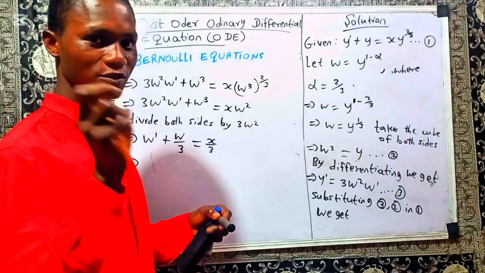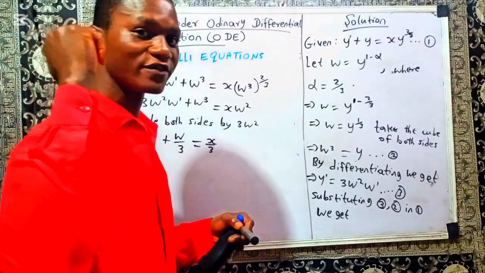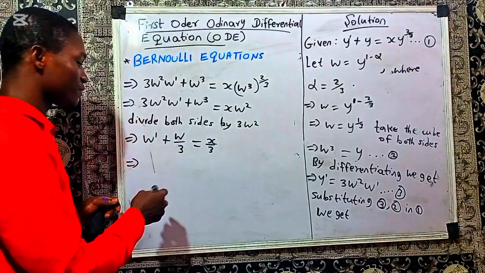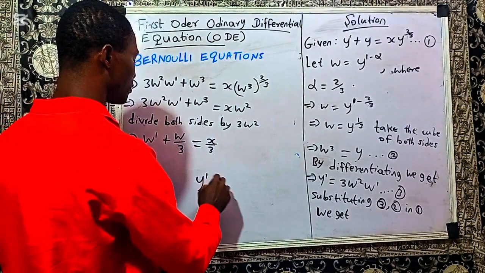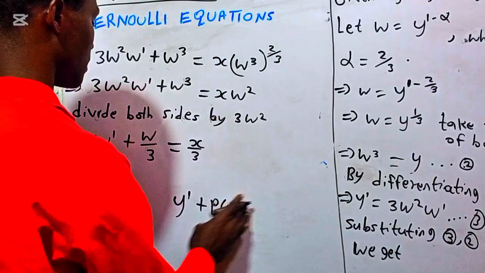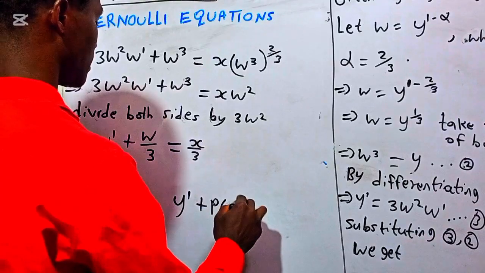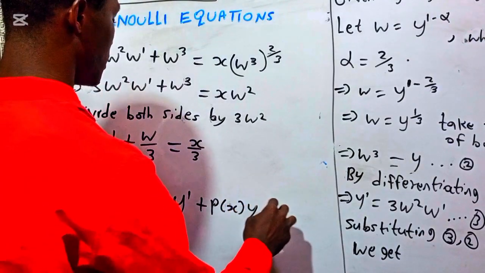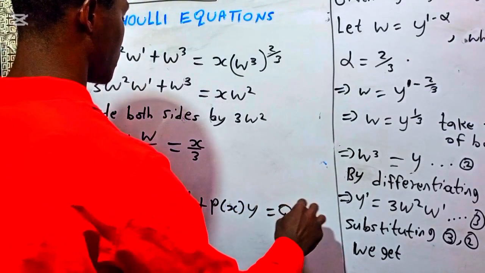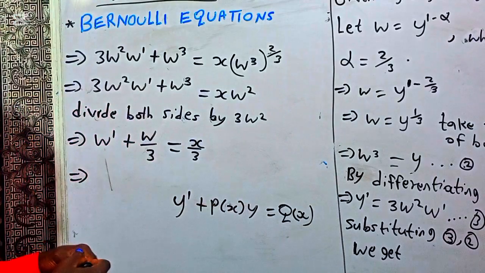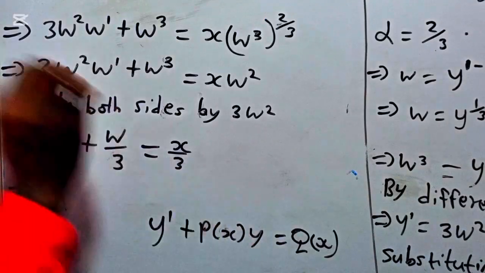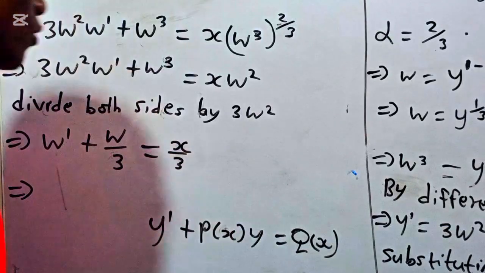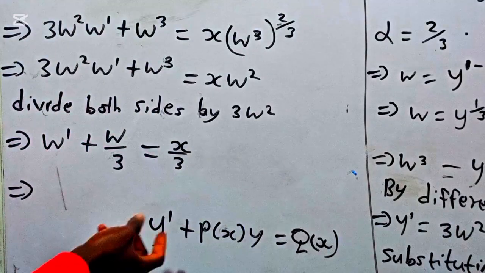It will lead you to what? A first order linear ODE, the one we have solved in our previous class. How does a first order linear ODE look like? They look like this: y prime plus p of x y equals q of x. That's how they look like. So this is the format for a first order linear ODE.